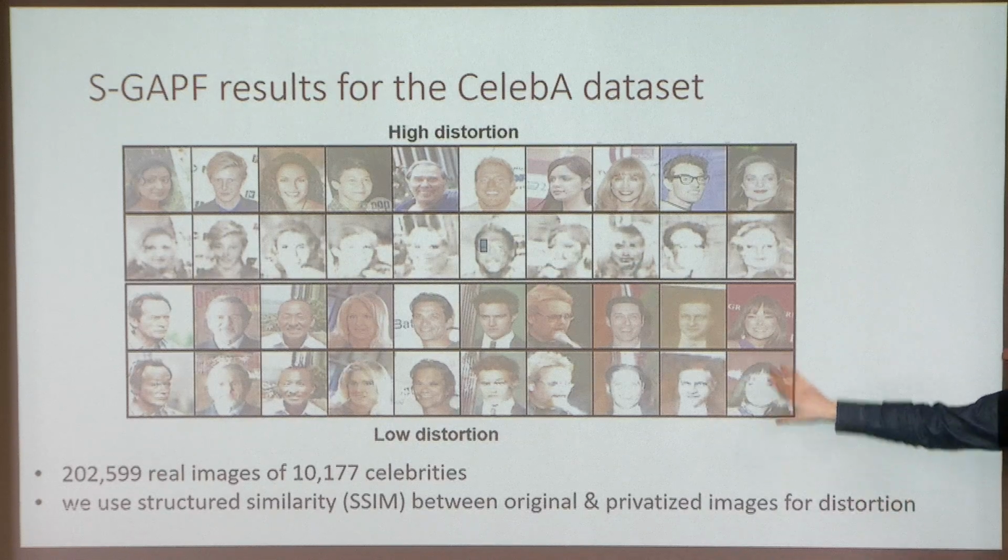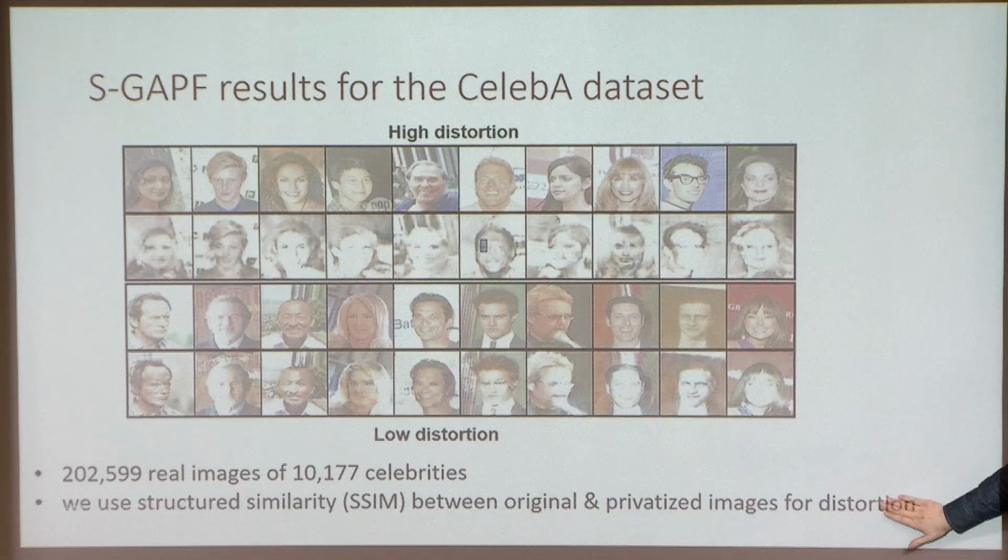But then if you do low distortion, things tend to be pretty well preserved. You're not essentially distorting the image by much. At the same time, you're not hiding the ID of the person by much. And for this, we didn't use the L2 distortion. We used what's known as structured similarity index. This is a notion of similarity between images that is used in computer vision. Turns out it's much better than L2.